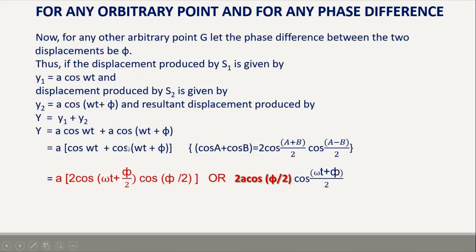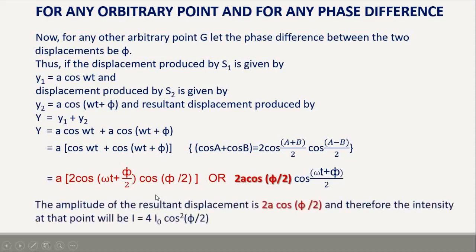Cos phi by 2, because I am taking A minus B. Omega t plus phi minus omega t, so omega t gets cancelled, leaving only phi by 2. Then I am rearranging this last term, just taking this 2 outside the bracket: 2a cos phi by 2 into cos omega t plus phi by 2. It is just a rearrangement of this equation.